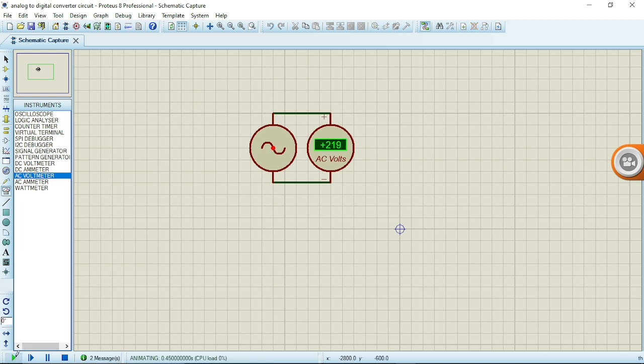Okay, wait a minute. We have 220 volts, which is perfect. This is 220 volts AC, so it is perfect.